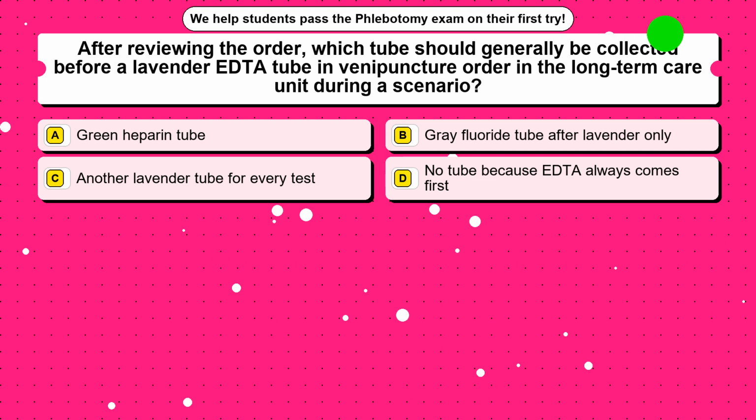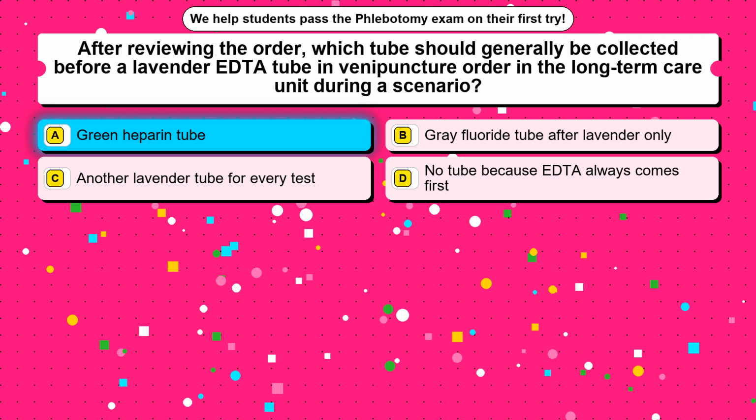Question 80. After reviewing the order, which tube should generally be collected before a lavender EDTA tube in venipuncture order in the long-term care unit during a scenario? Option A. Green heparin tube. Option B. Gray fluoride tube after lavender only. Option C. Another lavender tube for every test. Option D. No tube because EDTA always comes first.